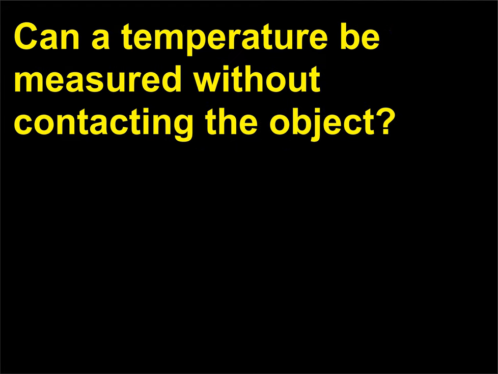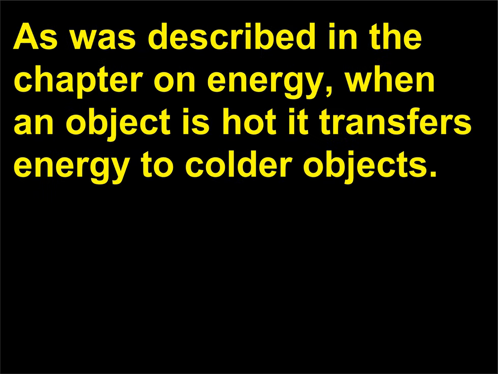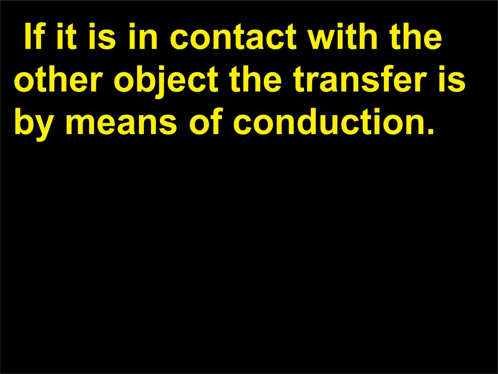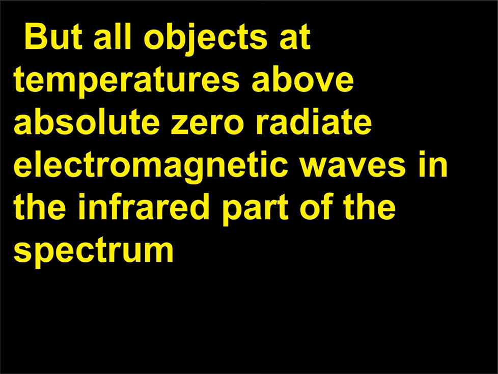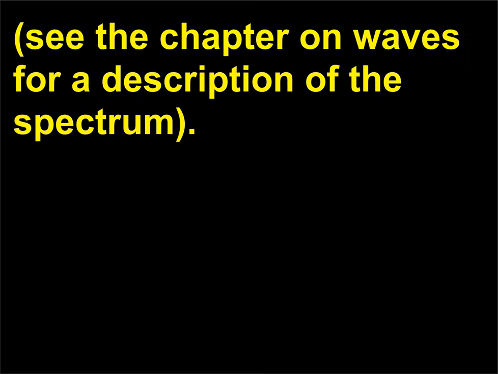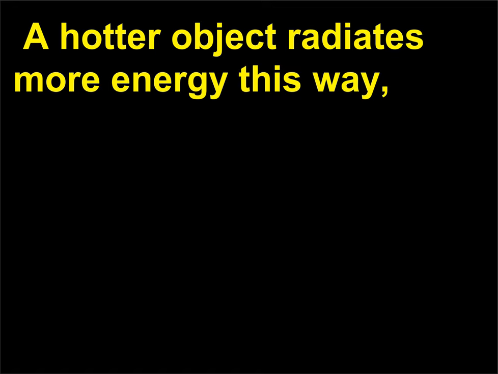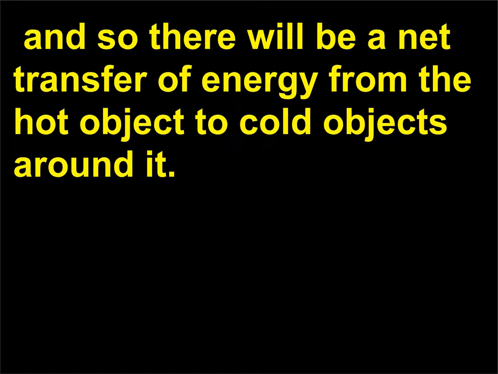Can a temperature be measured without contacting the object? As was described in the chapter on energy, when an object is hot, it transfers energy to colder objects. If it is in contact with the other object, the transfer is by means of conduction. But all objects at temperatures above absolute zero radiate electromagnetic waves in the infrared part of the spectrum. See the chapter on waves for a description of the spectrum. A hotter object radiates more energy this way, and so there will be a net transfer of energy from the hot object to cold objects around it.